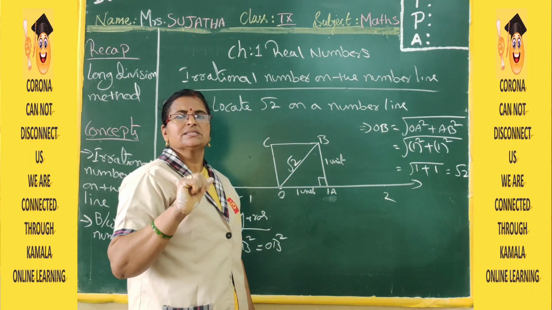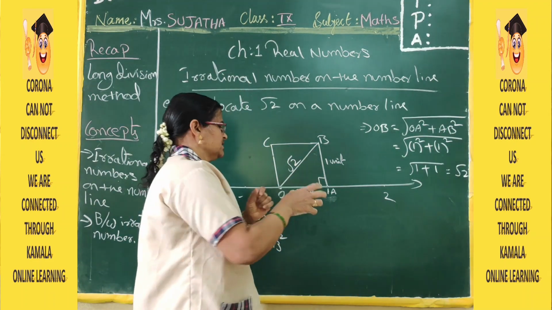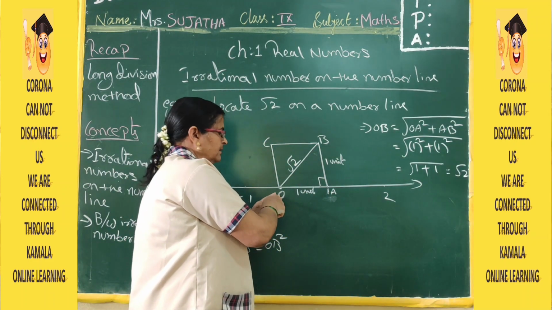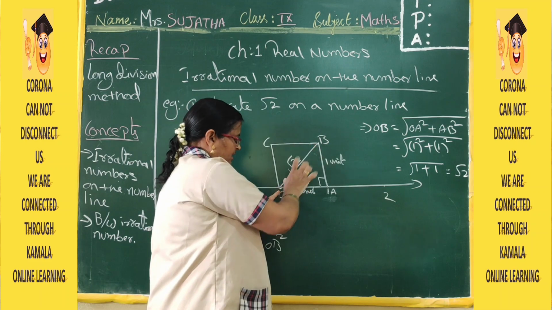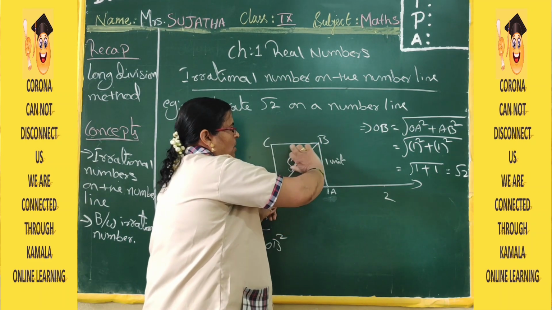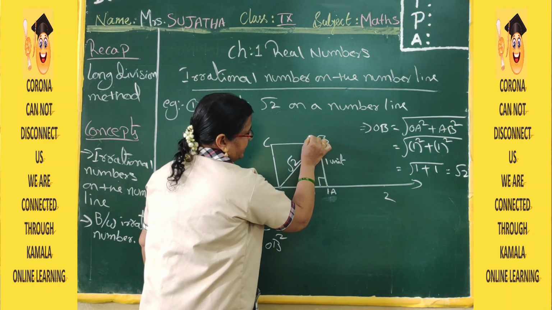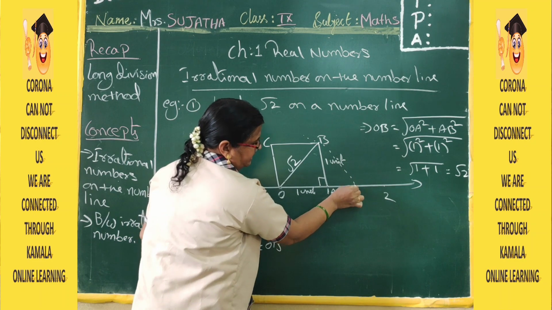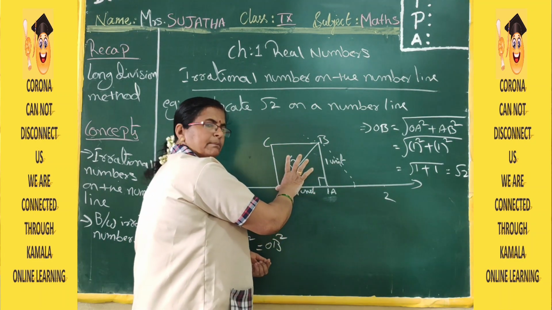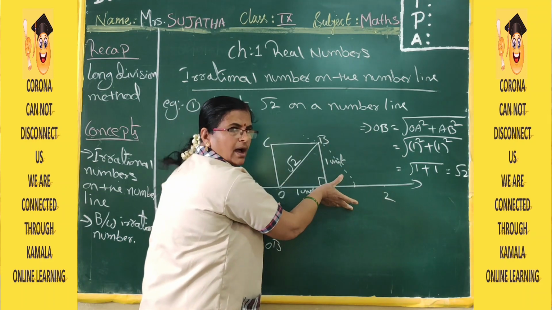Now use the compass. In your compass box, the compass is there, no? So use the compass. Take O as the center with the radius of OB, and draw one arc. The arc must be like this, it will come like this. Use the compass, take O as the center with the radius of OB, and draw the arc.